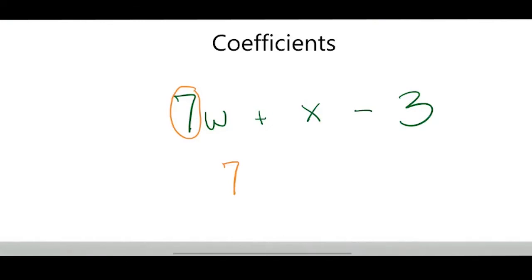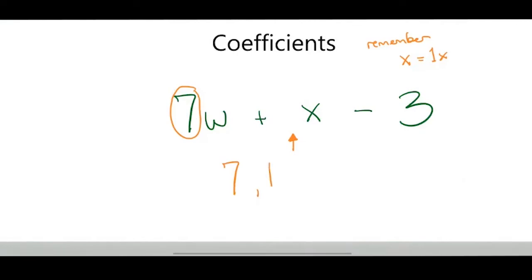So what is the number in front of x if you don't see a number there? Well, remember, x is equal to 1x. So if there's an x by itself, the coefficient is 1.